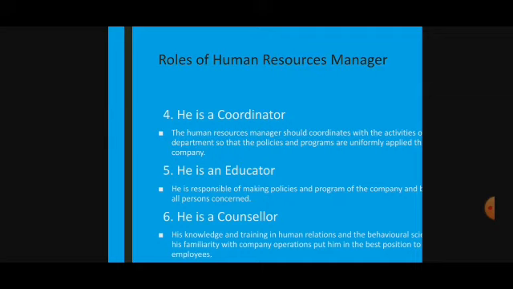He is a coordinator. The human resource manager should coordinate the activities of the department so that policies and programs are uniformly applied in the company. He is an educator. He is responsible for making the policies and programs of the company known to all persons concerned. He is a counselor. His knowledge and training in human relations and behavioral science, and his familiarity with company operations, put him in the best position to counsel the employees.